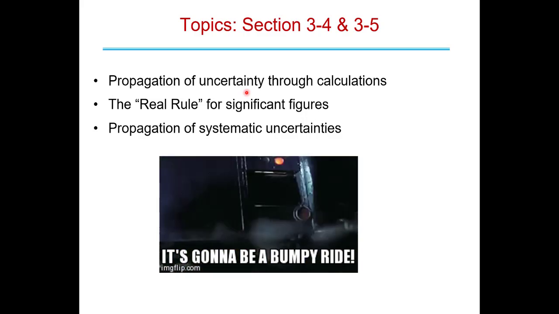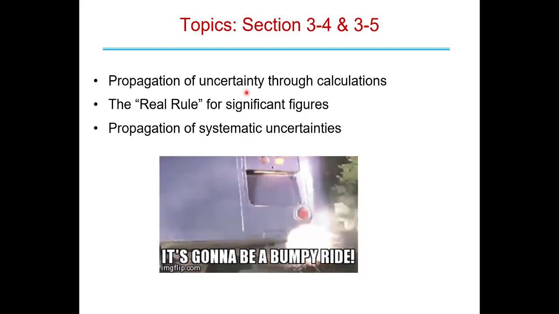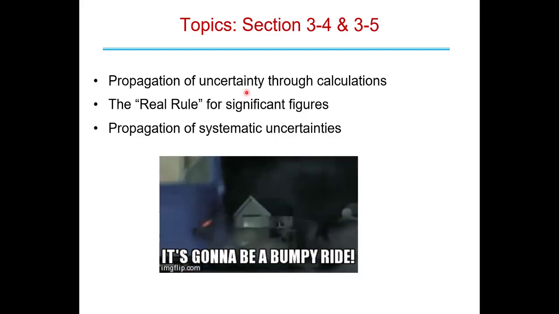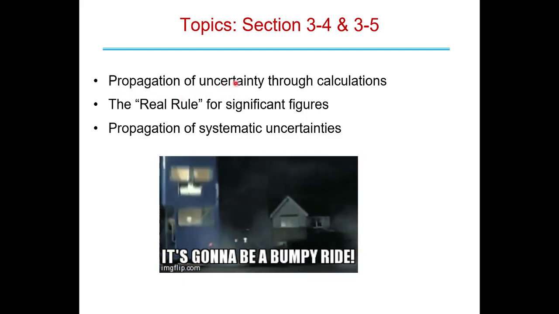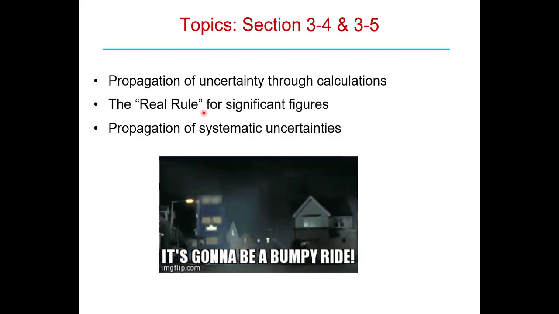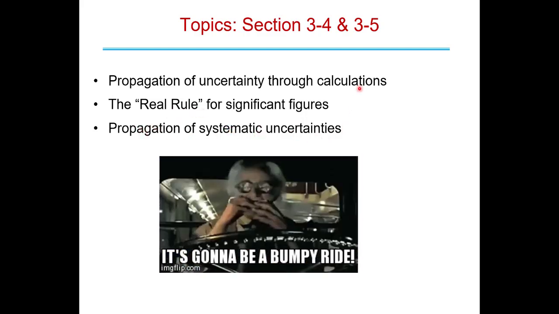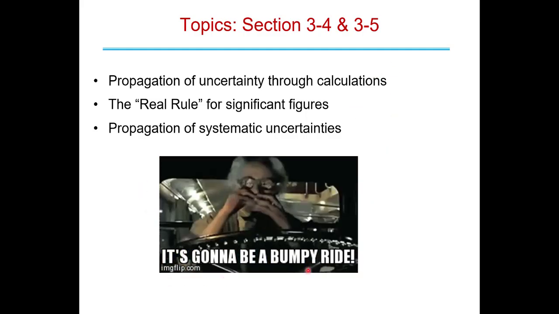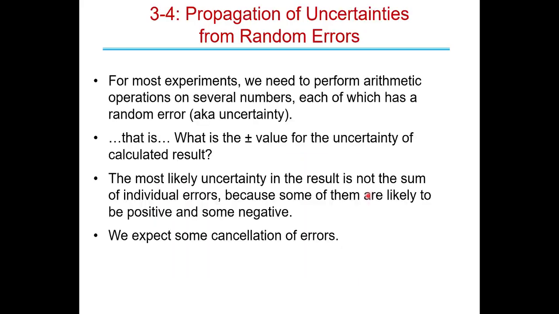So if we're doing calculations with those numbers, which we often do in analytical chemistry, we ask the question, well, what is the plus or minus uncertainty that we get in the final result? And so to do that, we have to propagate that number through our calculations. And then we're going to learn something about the real rule for significant figures, and then how we propagate systematic uncertainties. So this is going to get pretty mathy, so as Harry Potter said on the night bus, strap yourself in because it might be a bumpy ride.